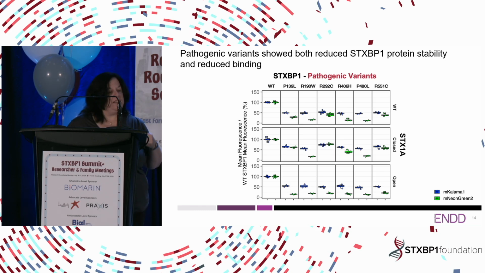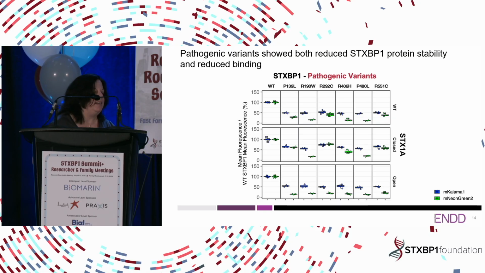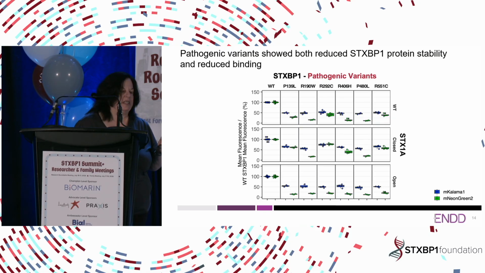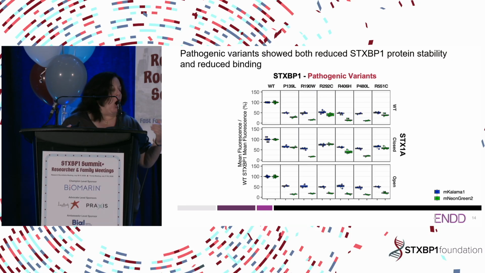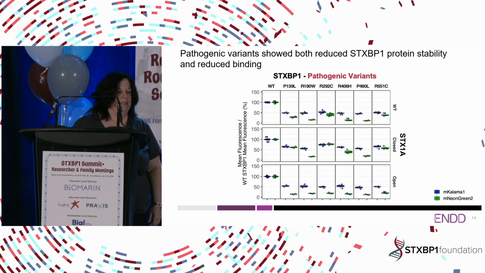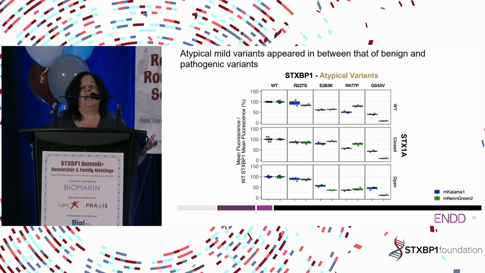versus, for instance, the R190W and the P480L, those have significant additional reductions in binding beyond that of reduced stability. And then for all of these recurrent variants, all of them have both reduced stability and reduced binding when looking with open syntaxin. Now, the atypical variants, those are the interesting ones.